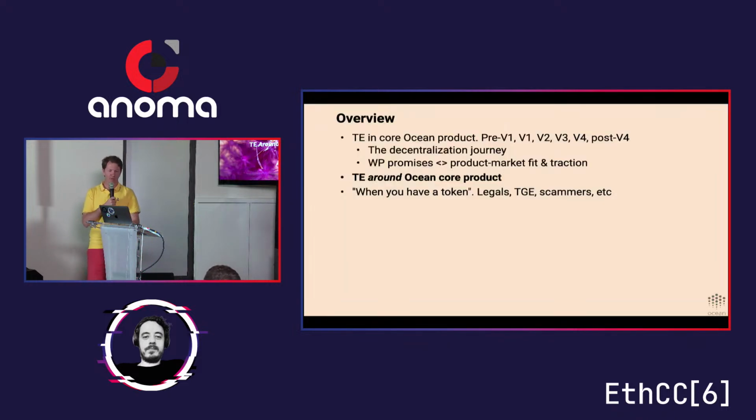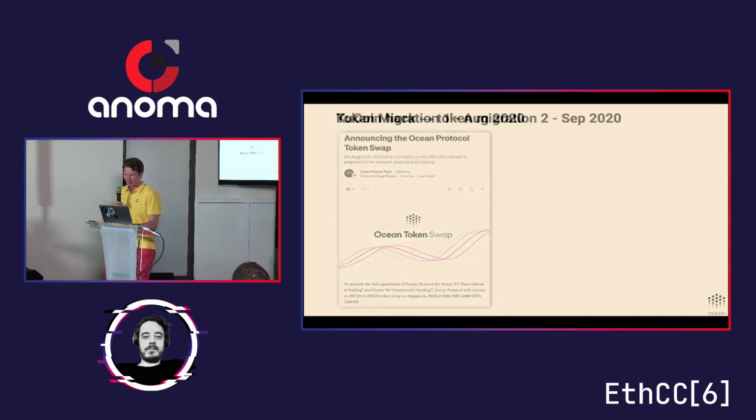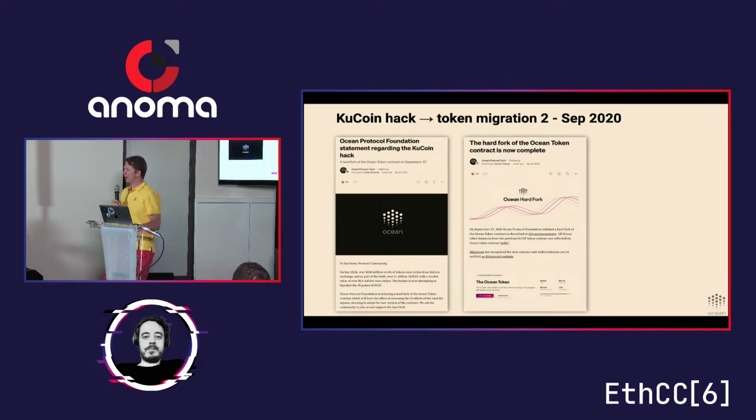Token engineering around core product. When we launched the initial Ocean token, it didn't quite have some mechanics for our vesting that we wanted. So we did a migration in August of 2020. We let our community know all of this. By the way, some scammers snuck in and tried to do stuff there. One month later, there was a KuCoin hack. 14% of the Ocean supply went into the hacker's hands.